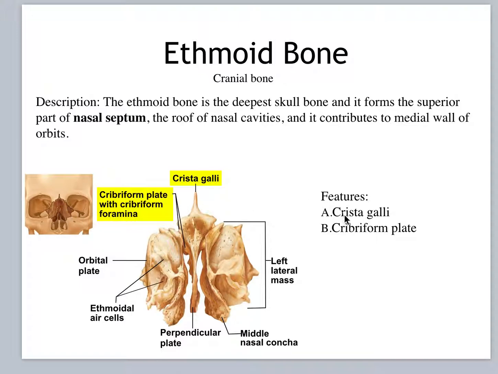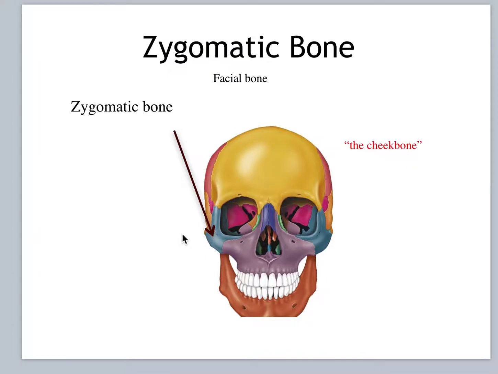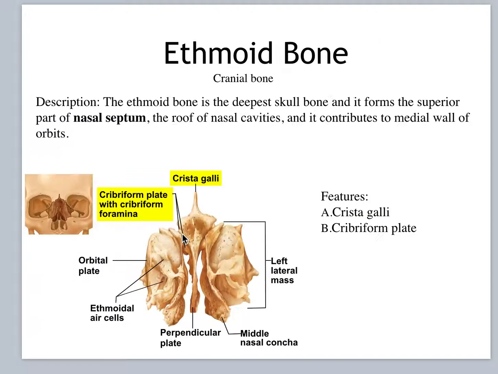There's a feature called the crista galli, this portion that sticks upward superiorly, and the cribriform plate, which is here. I don't have another slide to show you. In the lab, you'll be able to see this more clearly, to see the ethmoid bone and distinguish it from the other bones. All these form the cranial bones that articulate and touch the brain and protect the brain.